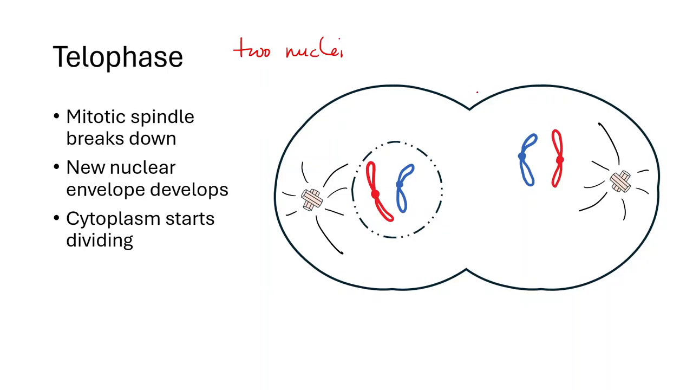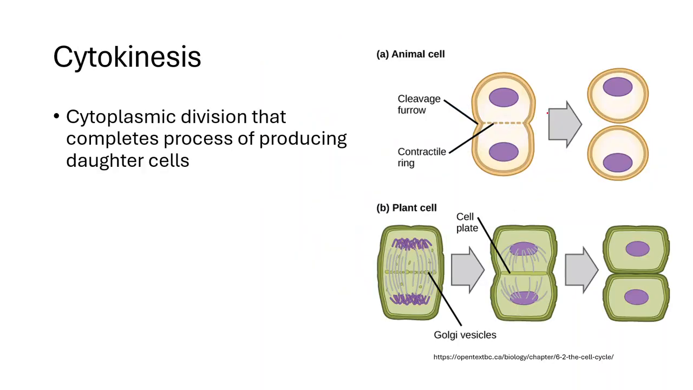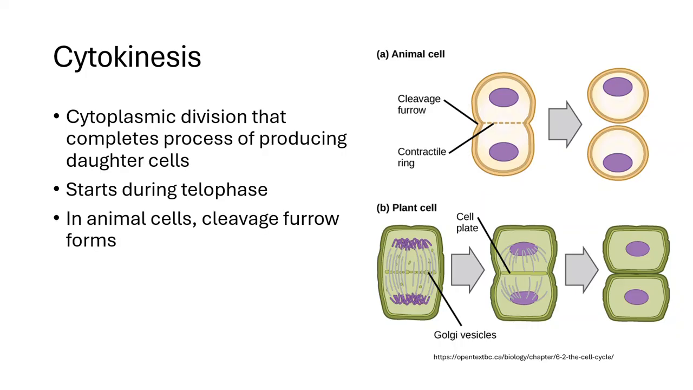And for some reason it didn't show up, but there is a second nuclear membrane forming around this second set of chromosomes. Cytokinesis is just the splitting apart of the cytoplasm. It is not technically part of mitosis. Mitosis is nuclear division. Cytokinesis is cytoplasmic division. So cytoplasmic division is going to complete the process of cell division, and it's going to happen differently in different types of cells. In animal cells, you're going to have something called the cleavage furrow form.